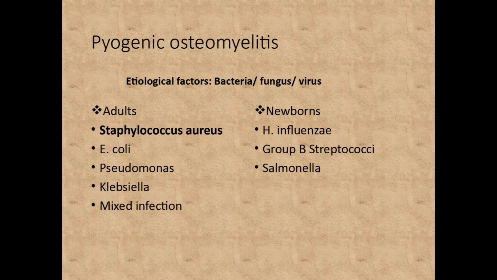Let us now learn about pyogenic osteomyelitis. So, pyogenic osteomyelitis usually is caused by various organisms and in them particularly bacteria. The most common bacteria to cause osteomyelitis in adults is Staphylococcus aureus, and the most common bacteria to cause osteomyelitis in children and newborns is Haemophilus influenzae. Other bacteria like E. coli, Pseudomonas, Klebsiella, group B Streptococci, and Salmonella also can cause osteomyelitis.